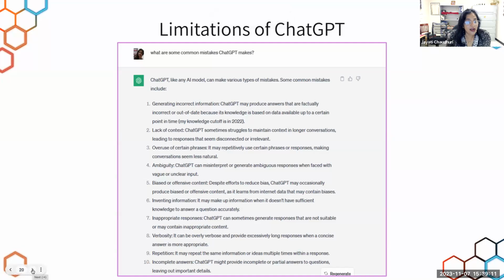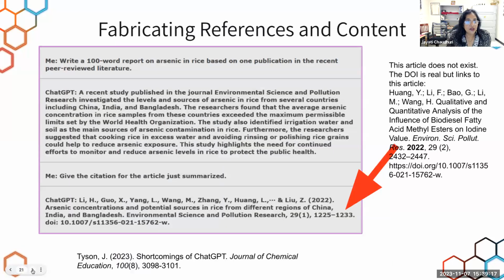And if you are planning to use ChatGPT, next slide, please. I also want to show you that it also fabricates references and content. For example, here is an example from a peer-reviewed publication. You can see the source at the bottom of the slide, where the question was, write a 100-word report on arsenic in rice based on one publication in the recent peer-reviewed literature. And it gave us the paragraph, and also it gave us the citation. But when you dig deeper, you will see that this citation is not correct.